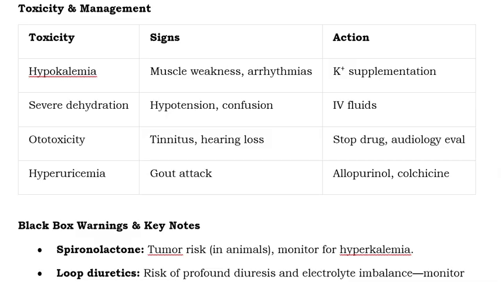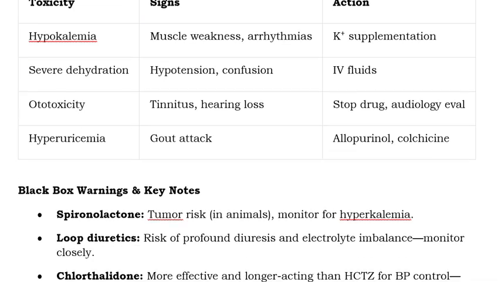What about hearing issues? If a patient reports new tinnitus, ringing in the ears, or any hearing loss, especially after starting a loop diuretic, suspect ototoxicity. You might need to stop the drug if appropriate and definitely get an audiology evaluation. And gout attacks. A sudden severe gout attack could be triggered by diuretic-induced hyperuricemia. Management might involve drugs like allopurinol or colchicine, depending on whether it's acute treatment or prevention.